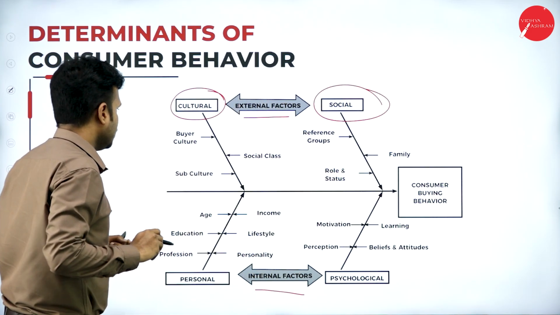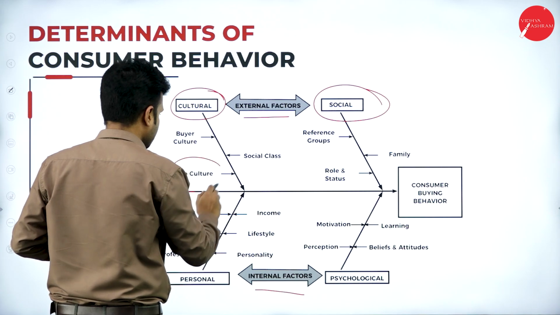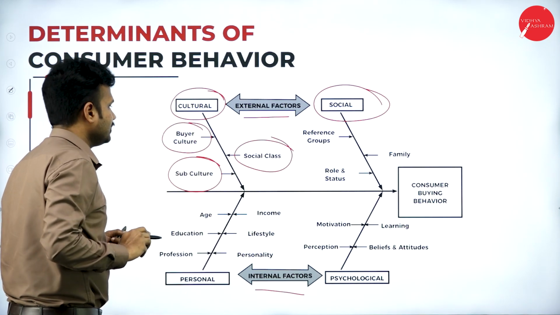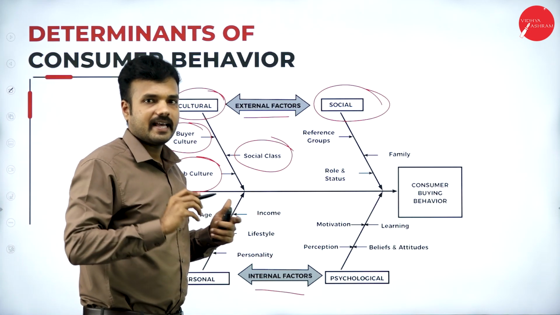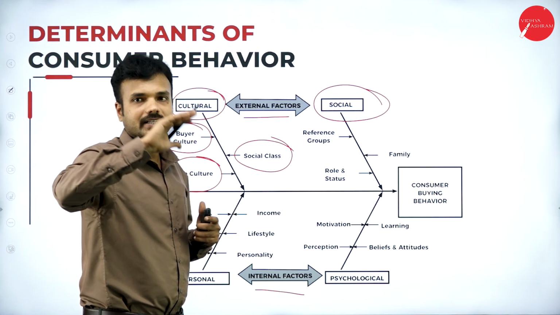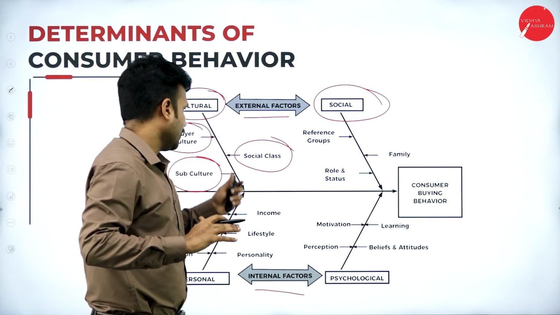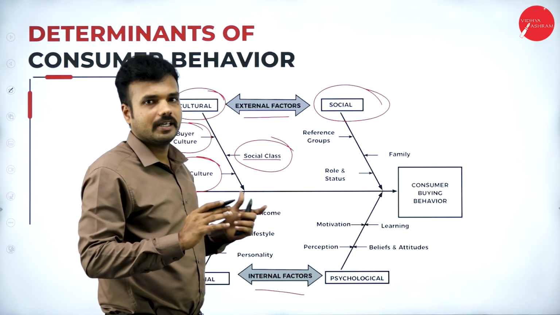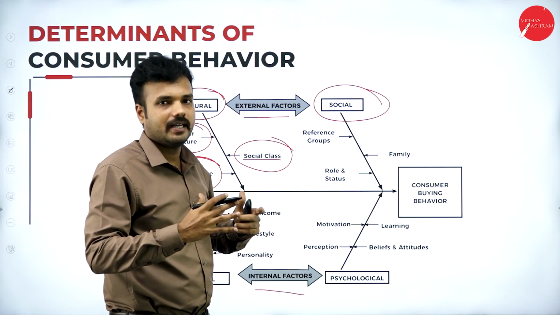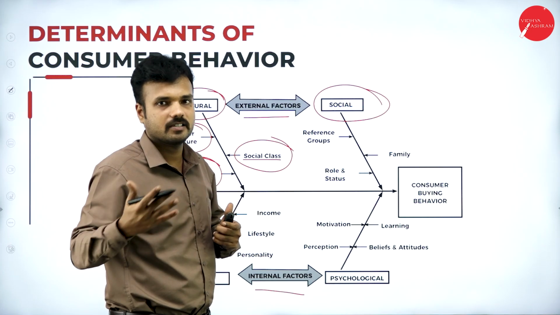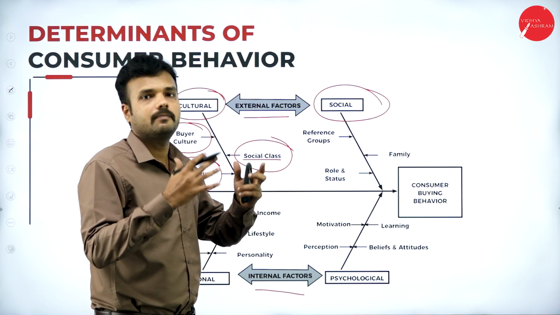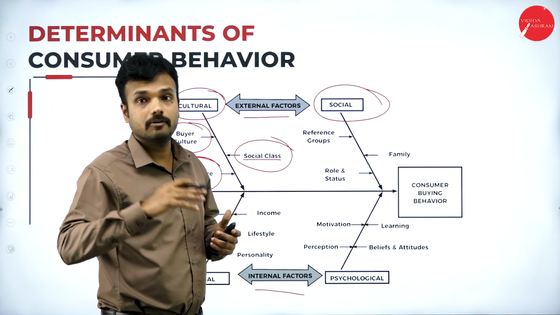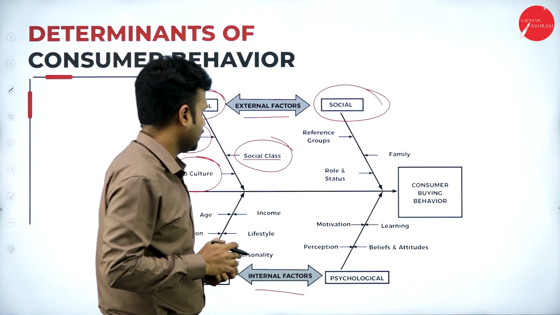In terms of culture, there are many kinds: culture, subculture, social class and buyer culture. As I said, under each culture there are a number of subcultures that will be followed. A social class is a group of people in a society who influence us to make a purchase decision. It may be our personal group, our official group, or an unorganized group of people that influence us in decision making.